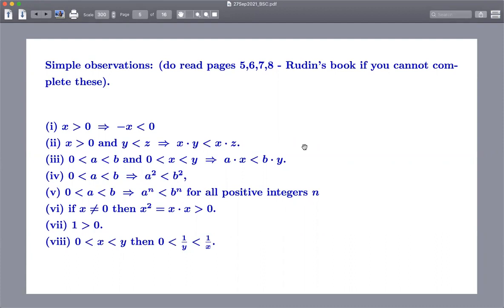And if you have difficulties also, you can see pages 5, 6, 7, 8 from Rudin's book, the one which has been suggested. Talk to each other, whatever.